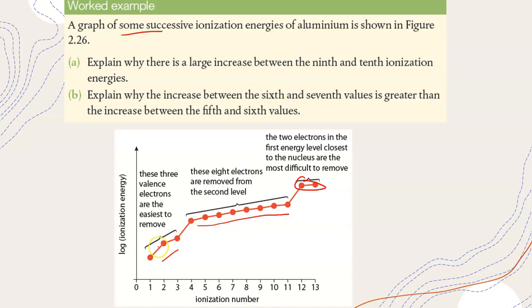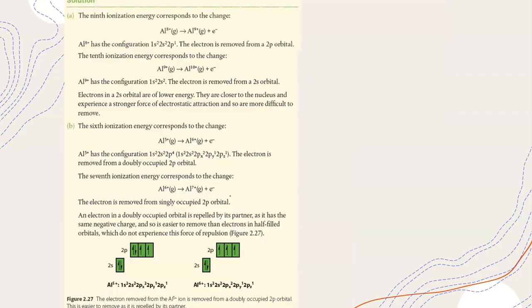Okay, so this is 1st, 2nd, 3rd, 4th, 5th, 6th, 7th, 8th, 9th, and 10th. Okay, so why is there an increase here? And also the increase between the 6th and 7th values is greater than the increase between the 5th and 6th. So let's have a look at the way that they have structured these answers.